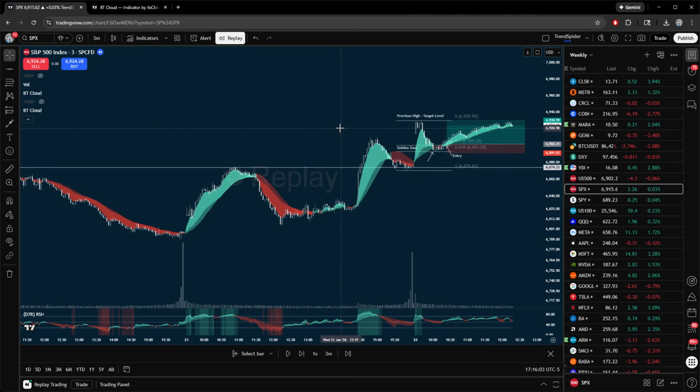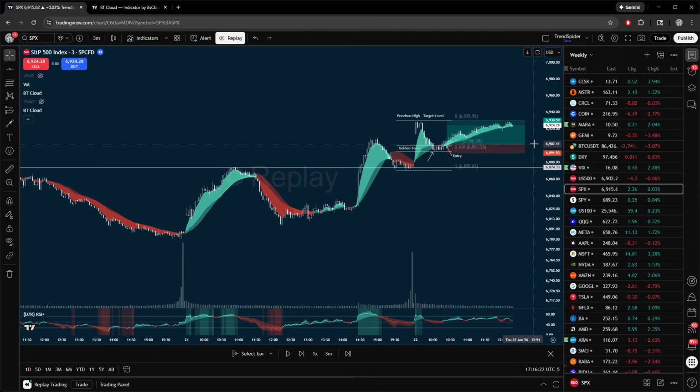First, the 5 keys to BT cloud trading. 1. Trade in the direction of the cloud. We only traded long because the cloud was green. 2. Enter on golden zone setup. We entered when price broke above 0.5 fib at 6,900 after retesting the zone.